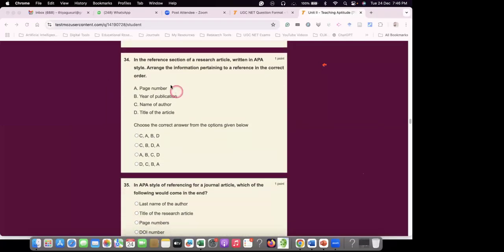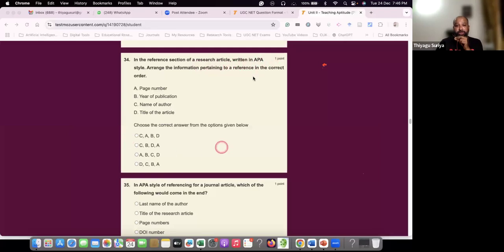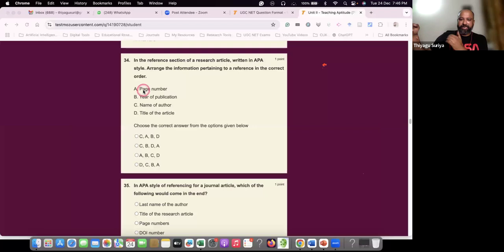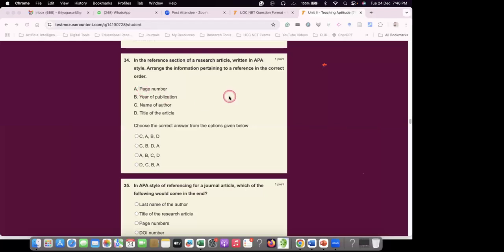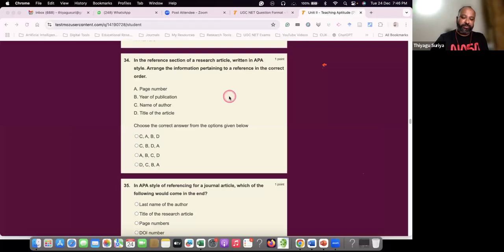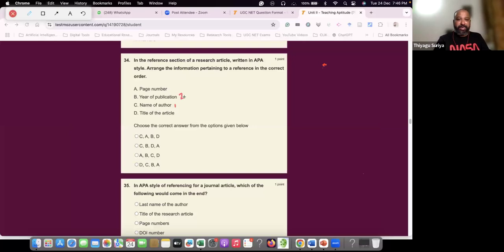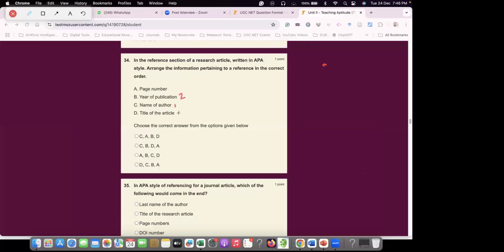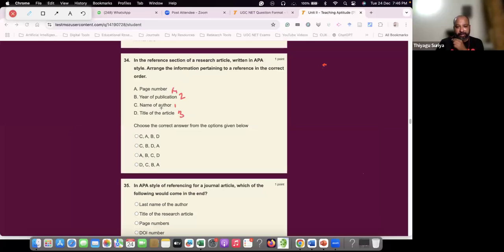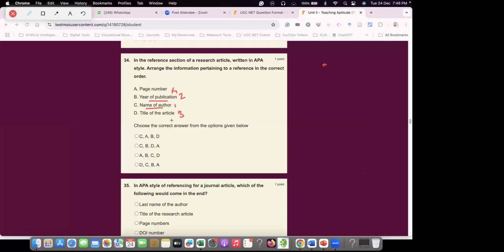It's an MLA format. Some questions like this came in the last examination. In the reference section of a research article in APA style, what is the order? Anyone give the order? For a book, the first is the name of the author, second the year of publication, third the page number, and then the title of the page. Okay, this is the order.